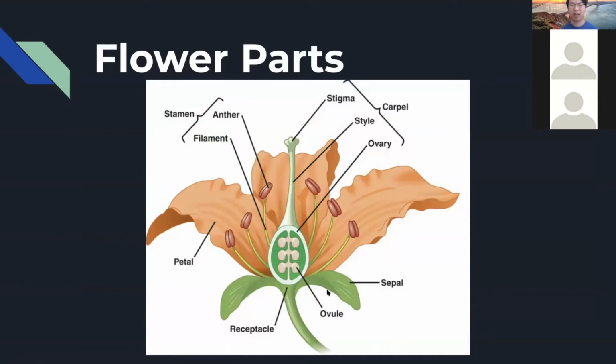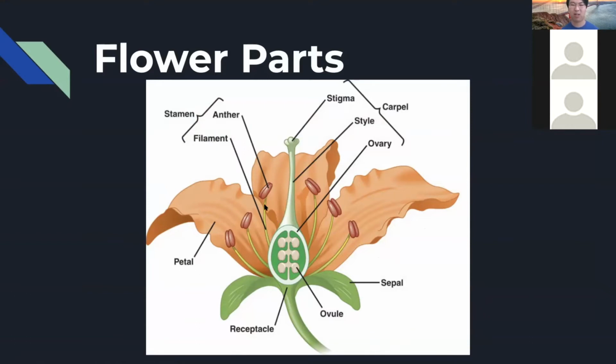You have the sepals. These are also modified leaves. So these were used to protect the flower when it was budding. So these are usually what closes up those unbudded flowers. And then later on, it's used as support for the rest of the flower. And then you have the reproductive parts.